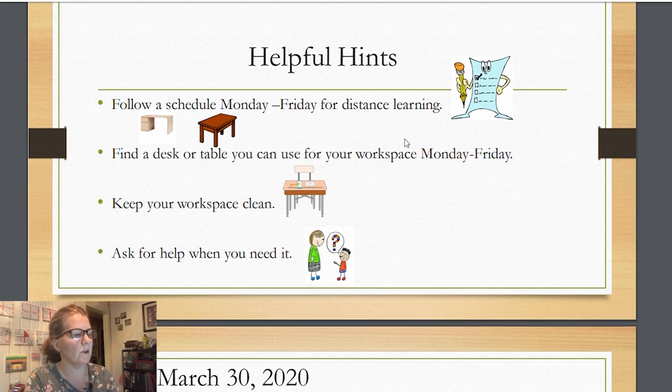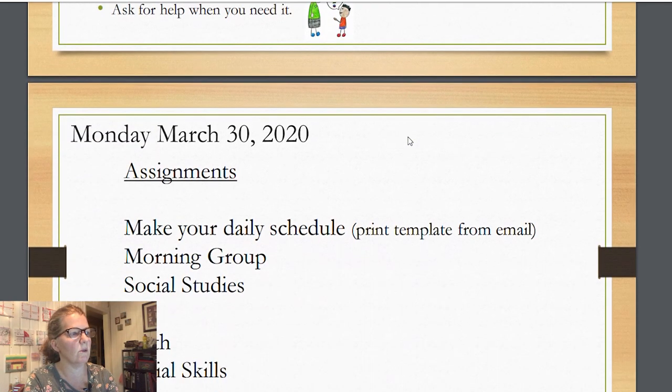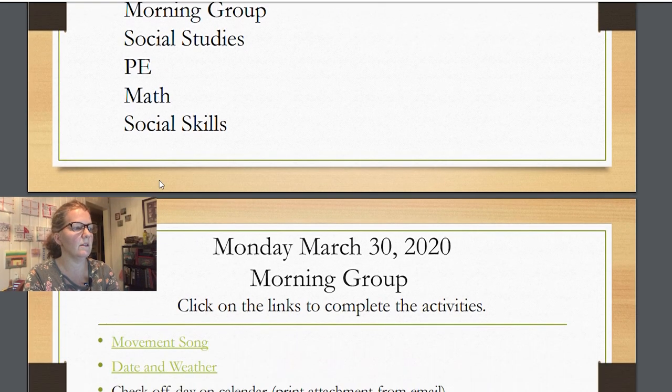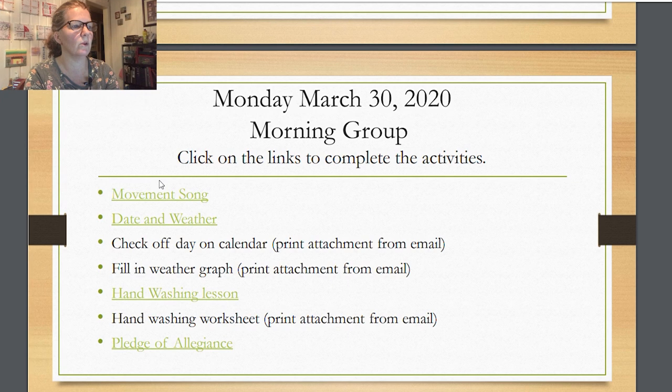Okay, so then we're going to scroll on down through here, and here is just the assignments for today. One is just to go ahead and make your daily schedule. And then there's morning group, social studies, PE, math, and social skills. So we'll scroll on down to see what we have for morning group. And we're just going to click on the links to complete the activities. So here it says movement song. We're going to click on that.